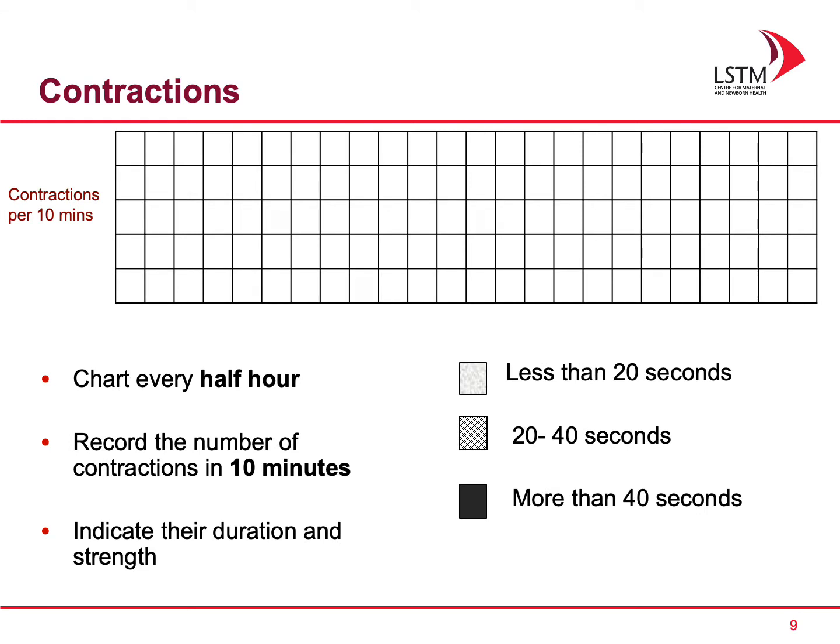Palpate the strength, frequency and duration of contractions every half an hour. Record the number of contractions in 10 minutes by the height of the block and indicate their duration and strength. They could be contractions less than 20 seconds, 20 to 40 seconds, or more than 40 seconds. So here there are contractions 2 in 10 lasting 20 to 40 seconds, 3 in 10 minutes lasting 20 to 40 seconds.